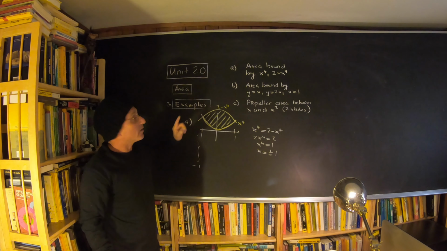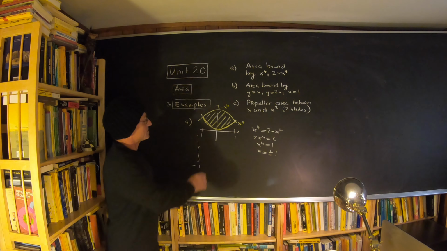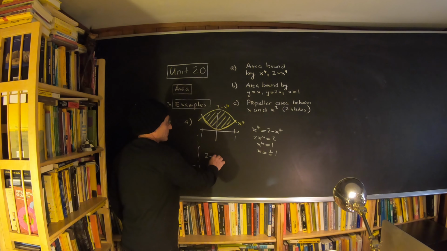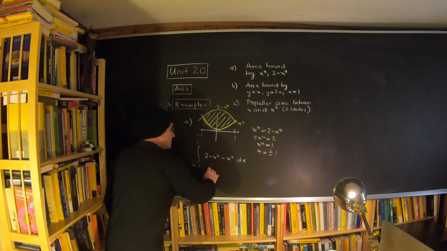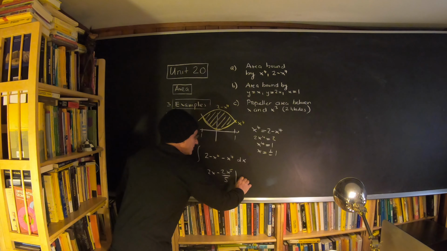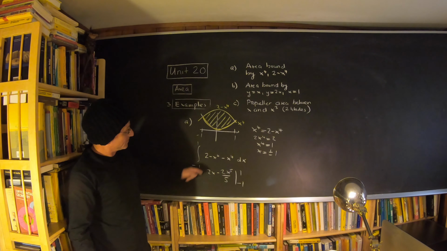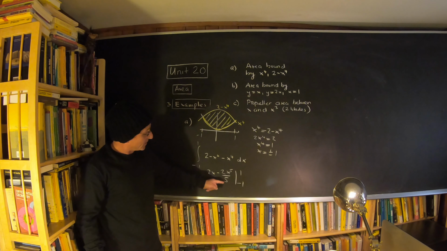Now it's important that we see which one is the upper function here. It's 2 minus x to the 4th. And what is the lower function? Minus x to the 4th, dx. So we can integrate this. This is 2x minus 2x to the 5th over 5, evaluated from minus 1 to 1. Just put them together: this is 2x, and then x to the 4th becomes x to the 5th over 5.